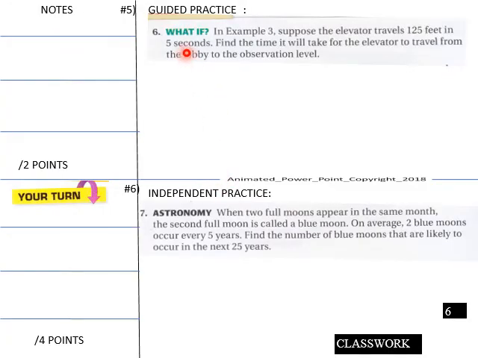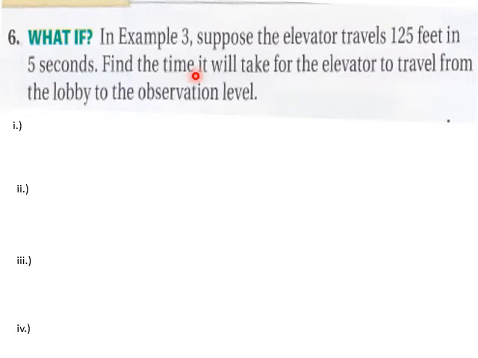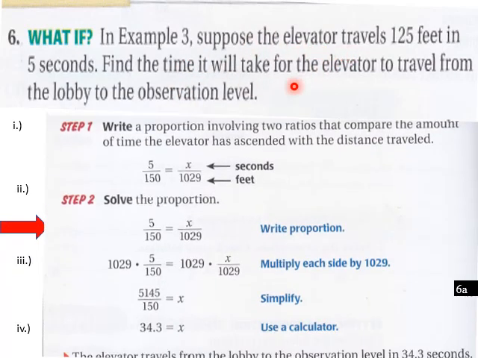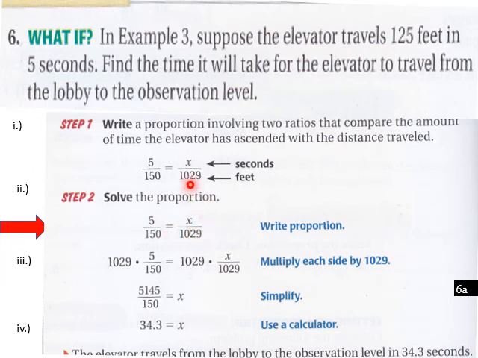Okay, our guided practice here. What if, in example 3, suppose the elevator travels 125 feet in 5 seconds. Find the time it will take for the elevator to travel from the lobby to the observation level. That's our guided up there. And then yours down here says, find the number of blue moons that are likely to occur in the next 25 years.